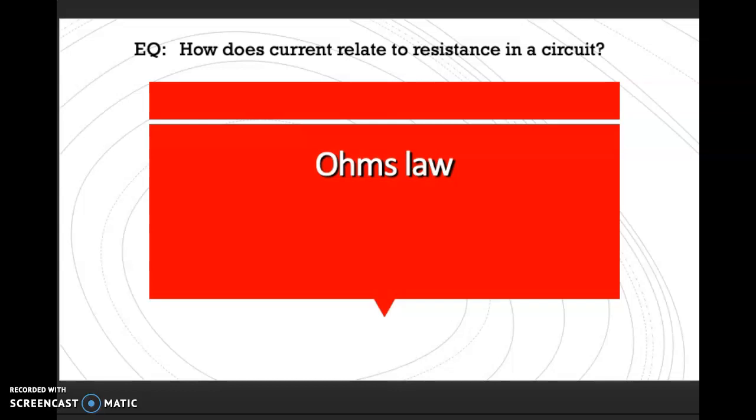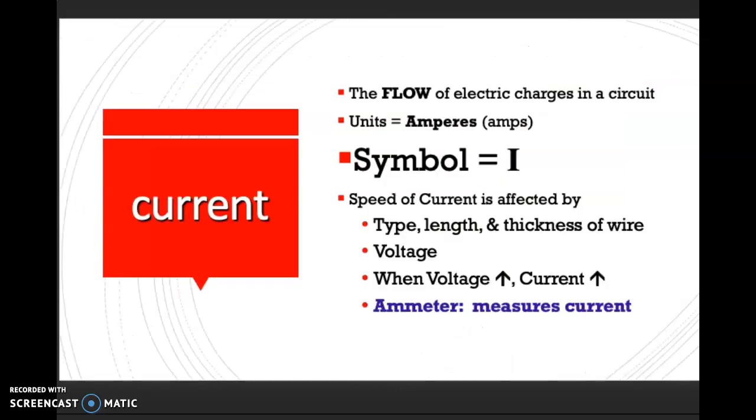Ohm's law. In your reading, you should have discovered that current is the flow of electric charges in a circuit. Current is measured in the unit amperes. Often we just call them amps. And we have the symbol for current in our formulas as a capital letter I. Don't let that confuse you. You might be tempted to put a C or something, but no, it is the capital letter I. So when you see I, even though current doesn't start with an I, that's our symbol.